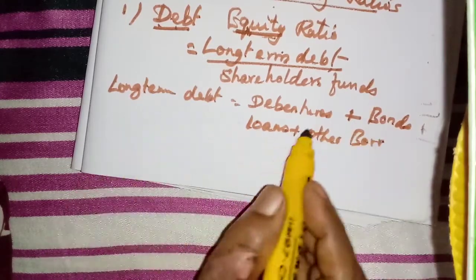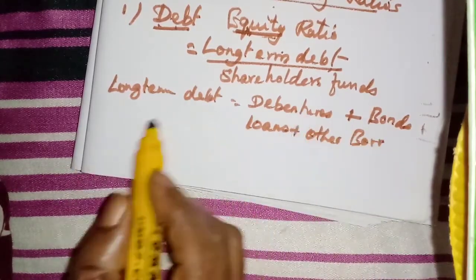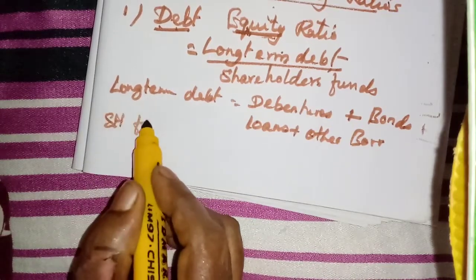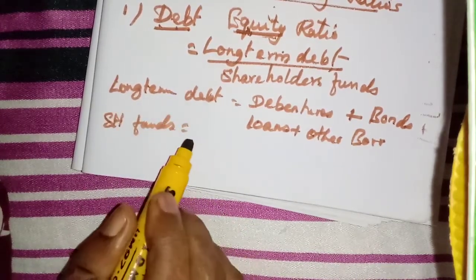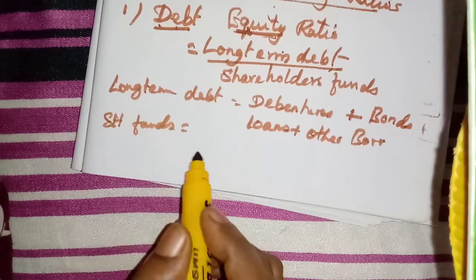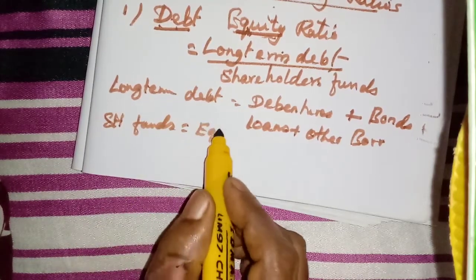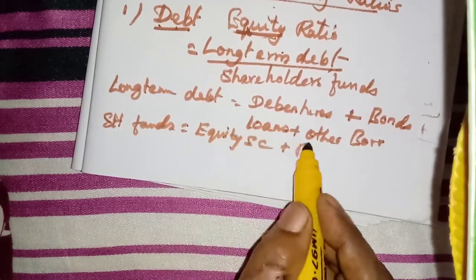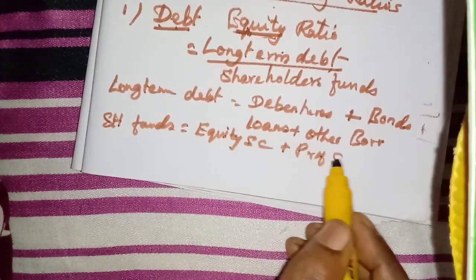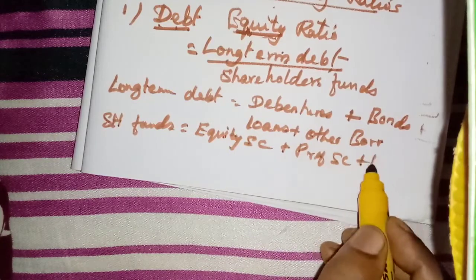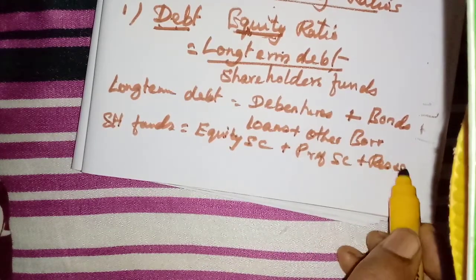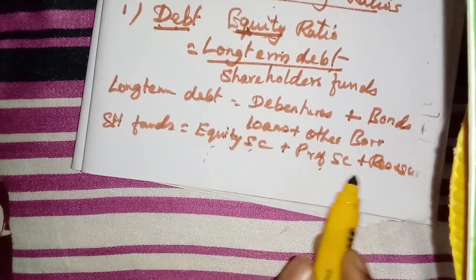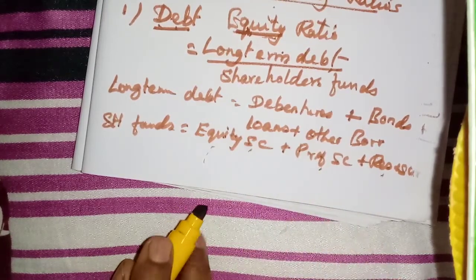Okay, they are all included in calculating the long term debt. Now shareholders funds. What should be added to calculate the shareholders funds? First one, equity share capital, then preference share capital, plus reserves and surplus. Okay, 3 items: equity share capital, preference share capital, reserves and surplus.